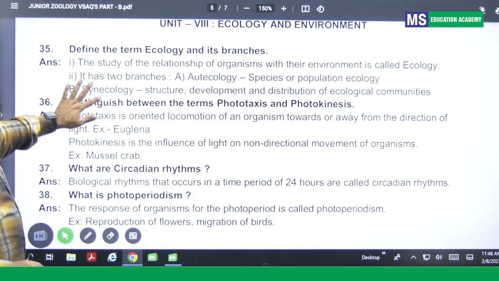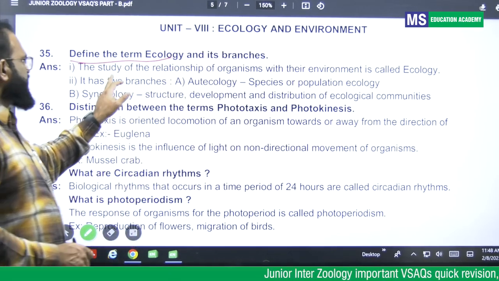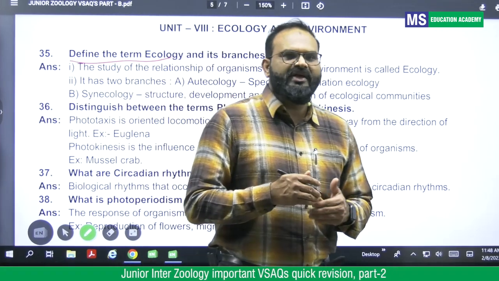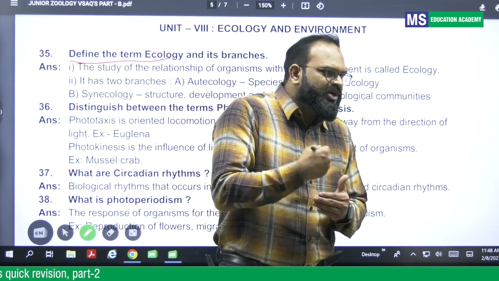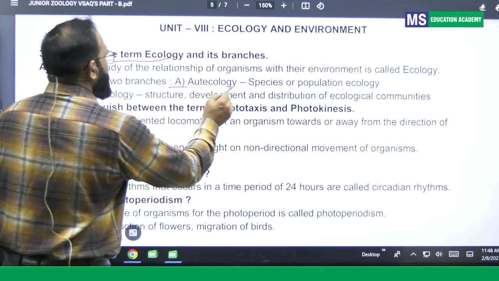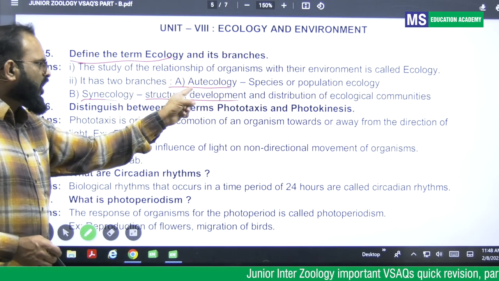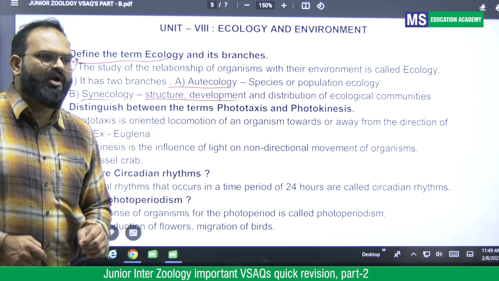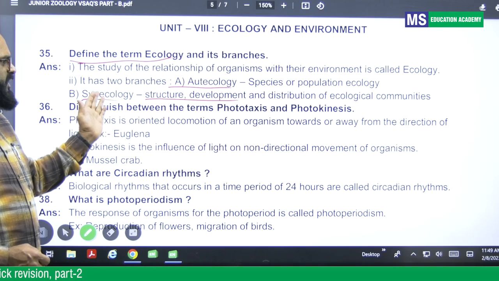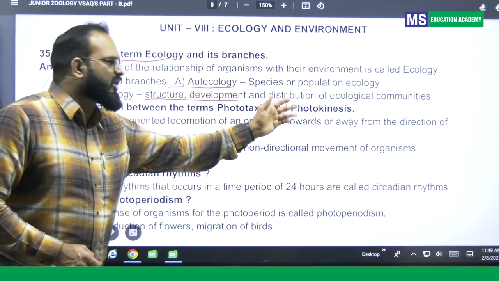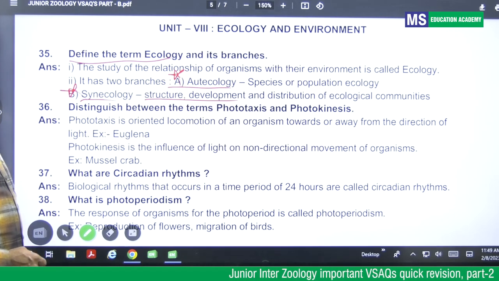Ecology and environment. Define the term ecology and what are its branches? The study of relationship between living organisms and non-living abiotic factors is called ecology. The two branches of ecology: one is autecology, second one is synecology. Autecology is also called species or population ecology. Synecology is the structure, development and distribution of ecological communities. At least you have to write autecology and synecology.